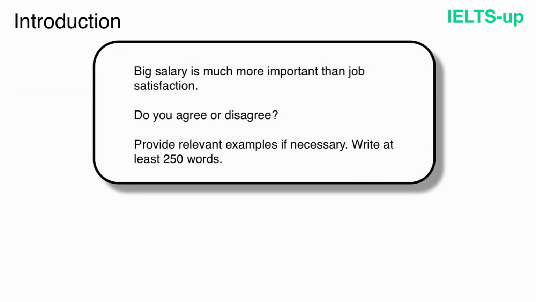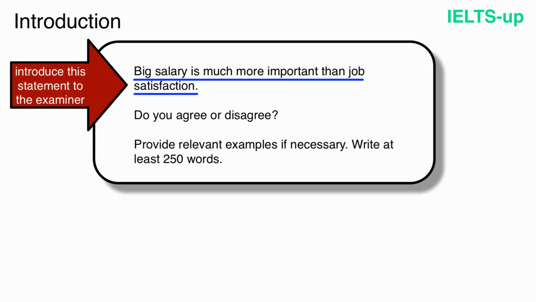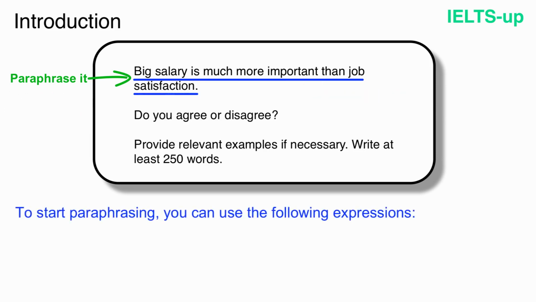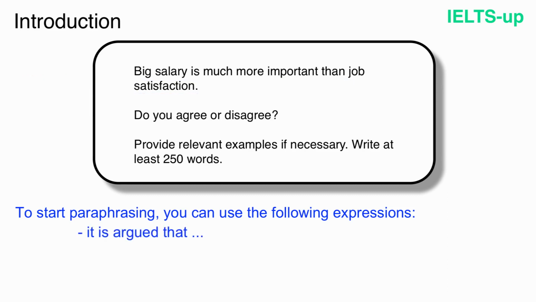This is our statement. Big salary is much more important than job satisfaction. We need to introduce this statement to the examiner, but we cannot simply copy it word by word. That's why we need to paraphrase it to convey the meaning with different words. To start paraphrasing, you can use the following expressions. It is argued that. It is considered that. It is thought that.